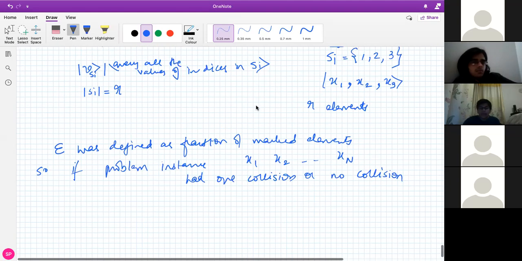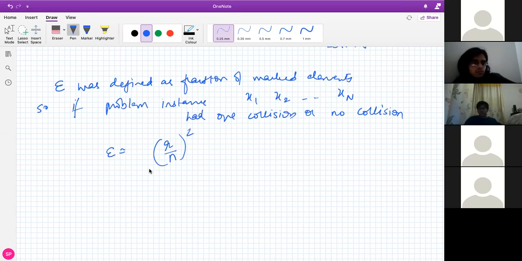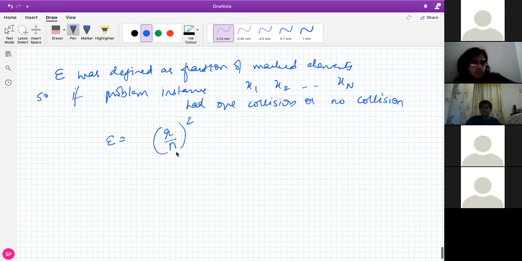And my epsilon is going to be very close to, and that's also easy to calculate, it's just a probability calculation, it's going to be very close to r by n whole squared. So now I know my number of marked vertices if there is one collision is this much, and I'll assume that there's only one collision.